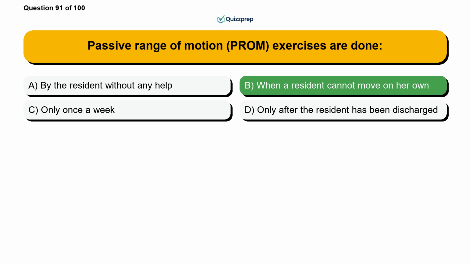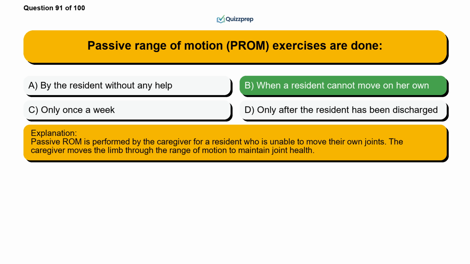The correct answer is option B, when a resident cannot move on her own. Passive ROM is performed by the caregiver for a resident who is unable to move their own joints.